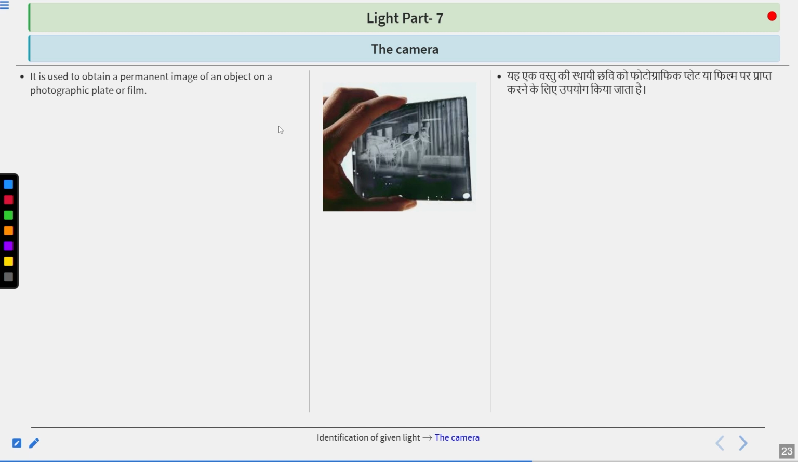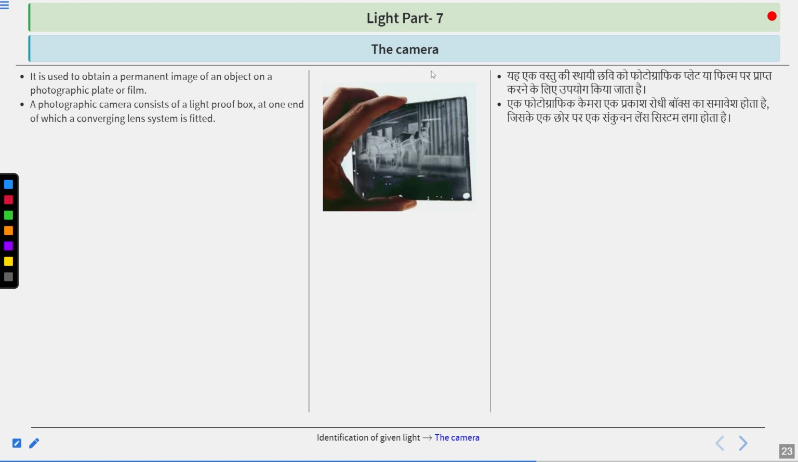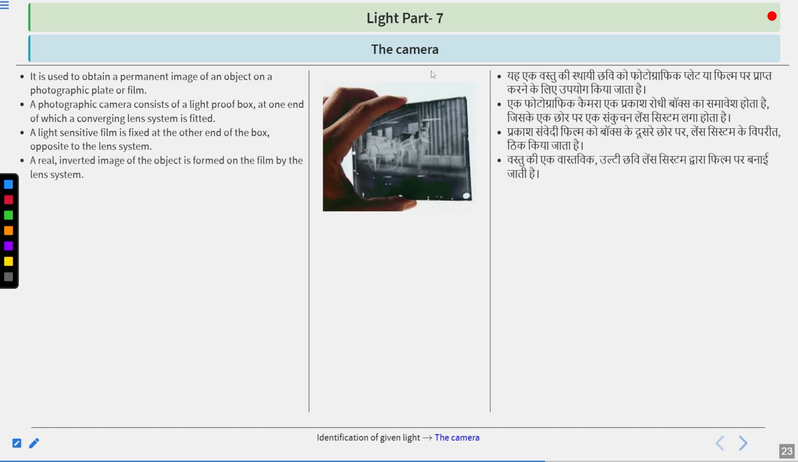Now, what is the camera? Let's have a talk on this also. The camera is actually used to obtain a permanent image of an object on a photographic plate or film. The photographic camera consists of a light-proof box at one end of which a converging lens system is fitted. A light-sensitive film is fixed at the other end of the box opposite to the lens system. A real inverted image of the object is formed on the film by the lens system.